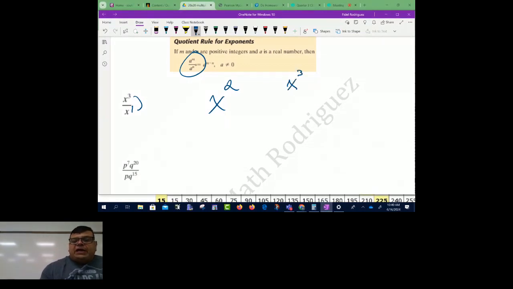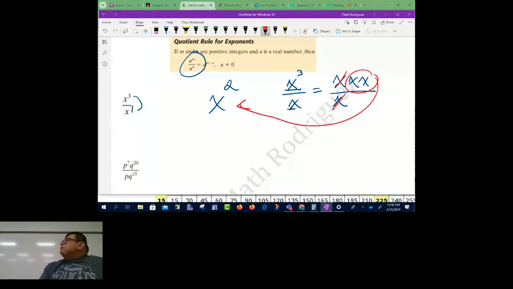If we have x to the third over x, remember what x to the third means. It means that there's 1, there's 2, and there's 3 of them. This x right here just means that there's 1 of them. Well, guess what? This guy here is going to cancel with that guy there, and we still have 2 of them left over, okay? So again, that's why the rule works the way it does.